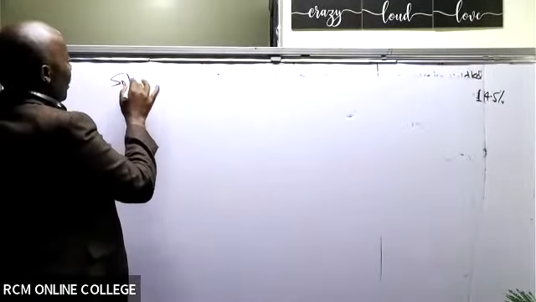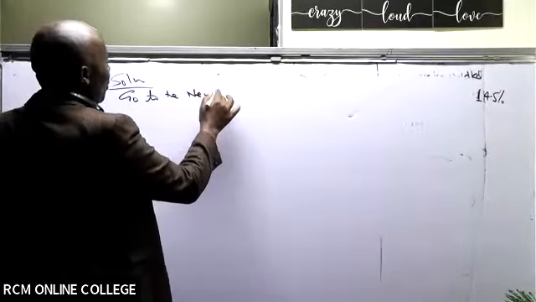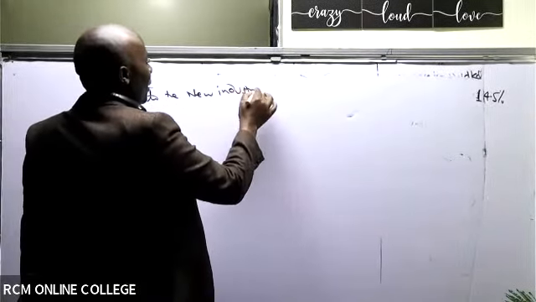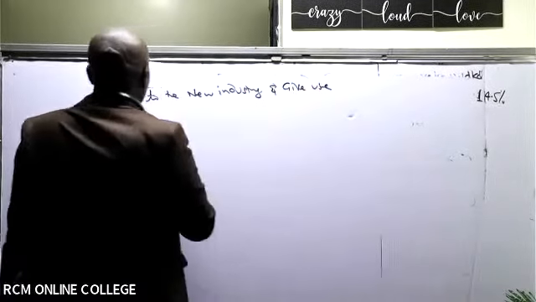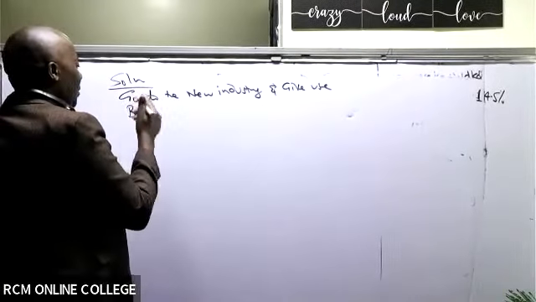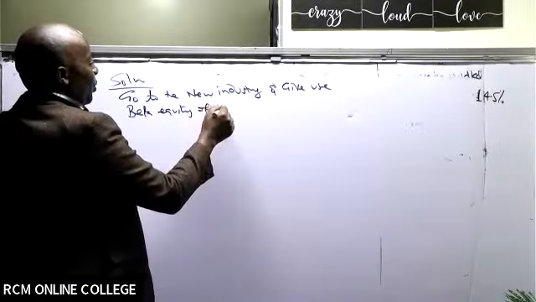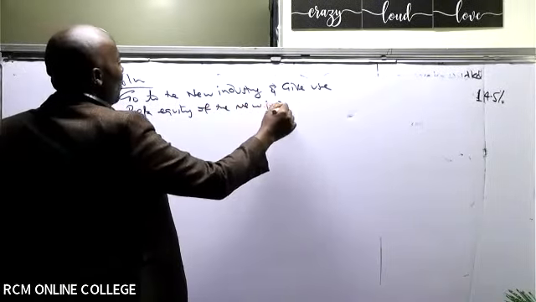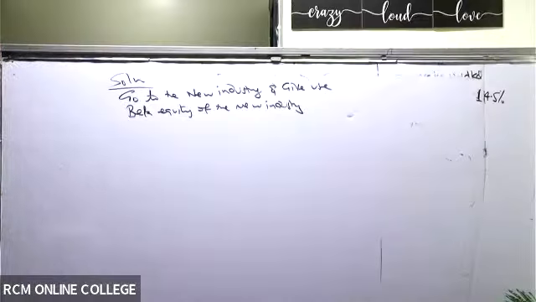So solution. In this case, always go to the new industry, and they give us beta equity of the new industry. I repeat: go to the new industry. All information here will be about the new industry. So go to the new industry, and they give us beta equity of the new industry.